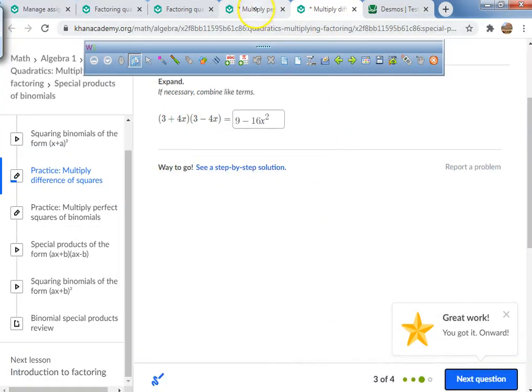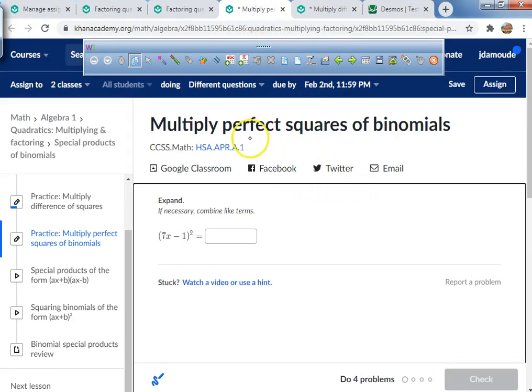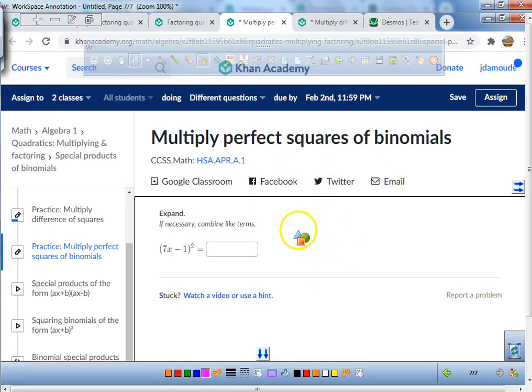All right. Now the next part we need to work on is multiplying perfect squares of binomials. Now this one, my suggestion is this: simply use the box method, or the array method, just to make sure.